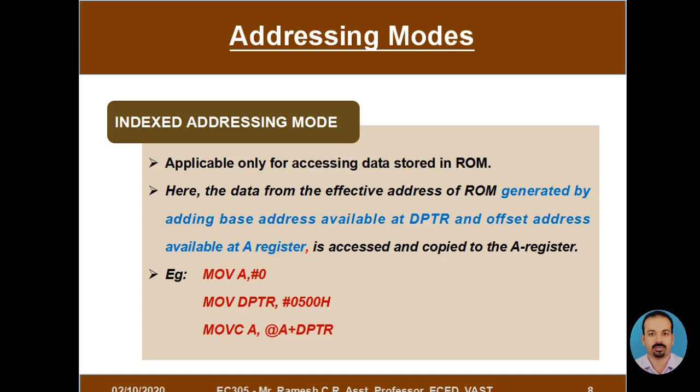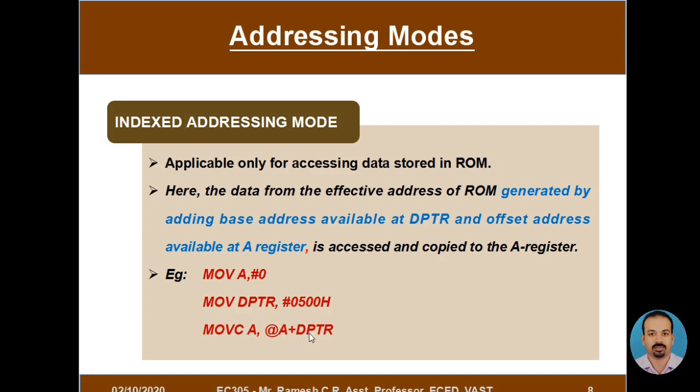In order to enable this accessing of data from the ROM, from the definition we can see that the offset address should be available in the accumulator register and the base address should be available in the DPTR. So these two steps should be done initially. Here you can see an example. Initially I clear the accumulator with a 0, or you can load the accumulator register with the necessary offset address value. In the second step, you load the base value of the external ROM into the DPTR. Then you need to add these two.